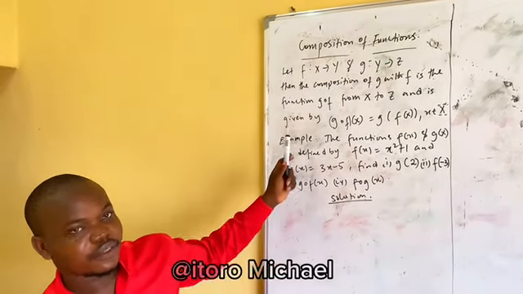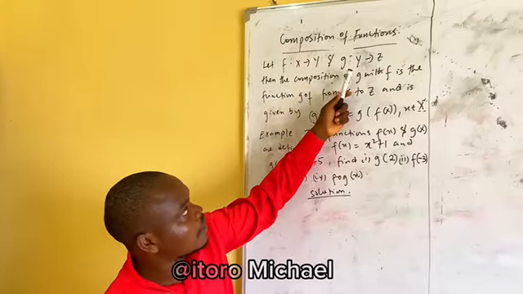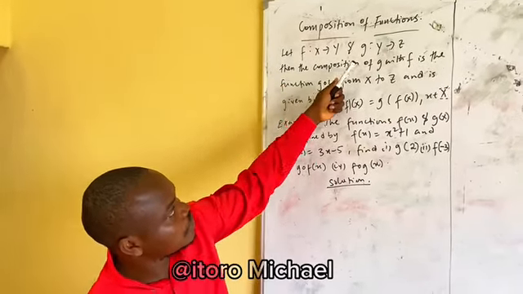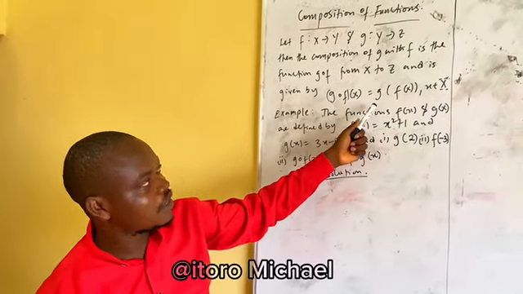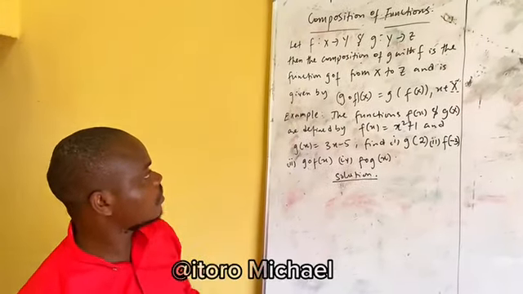Today we'll be looking at composition of functions. If you're given a function f mapping x to y and g mapping from that same y to z, you can obtain a composition of functions called g o f, or g of f of x, written g of f of x, for every x that belongs to the given set.